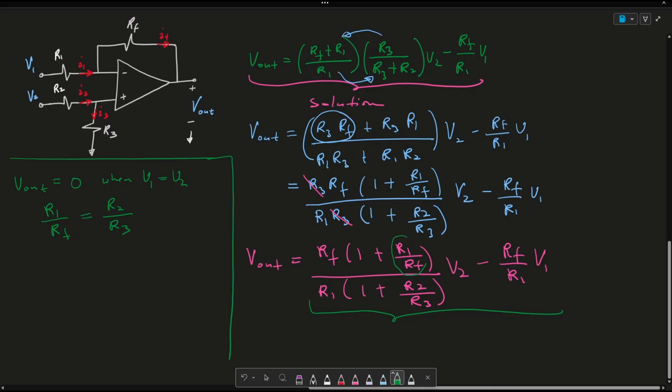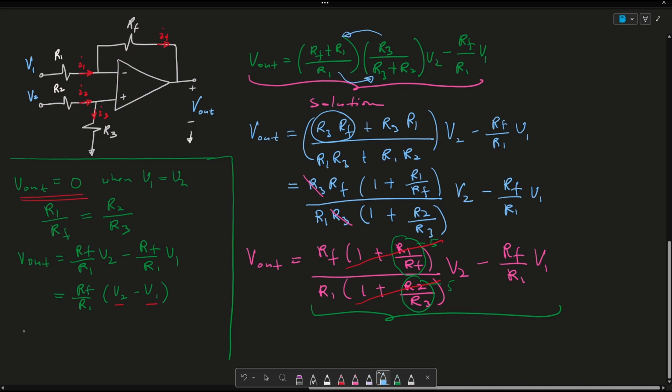And that makes sense, right? If this here is 5 and this here is 5, 1 plus 5 is 6, 1 plus 5 is 6. So this entire term gets canceled out and this entire term gets canceled out. We are left then with Vout is equated to RF over R1 V2 minus RF over R1 V1. So then we could say this is RF over R1 times V2 minus V1. So again, when this and this are equal to each other, are common, Vout is equated to 0.